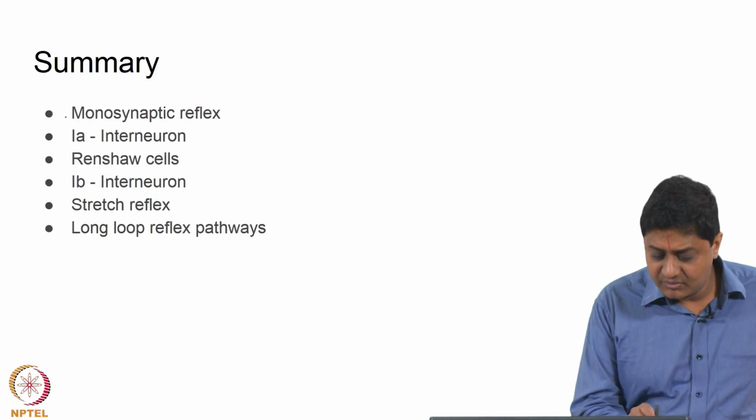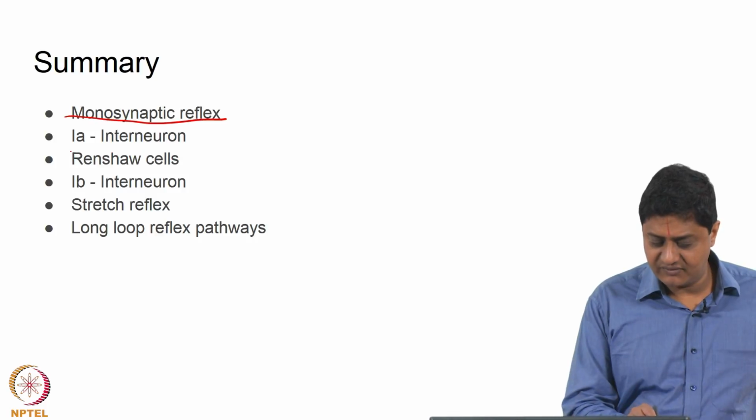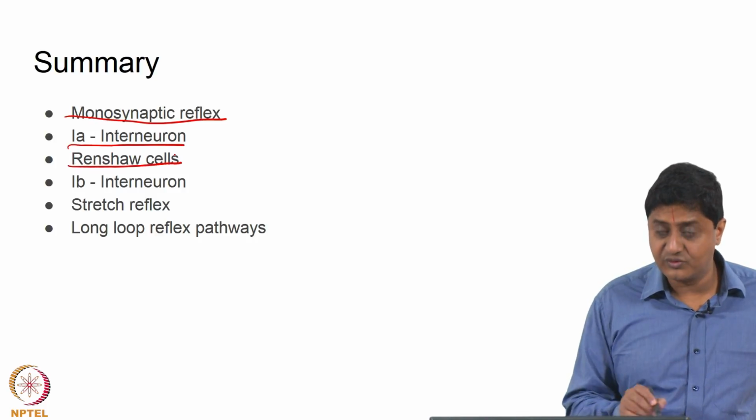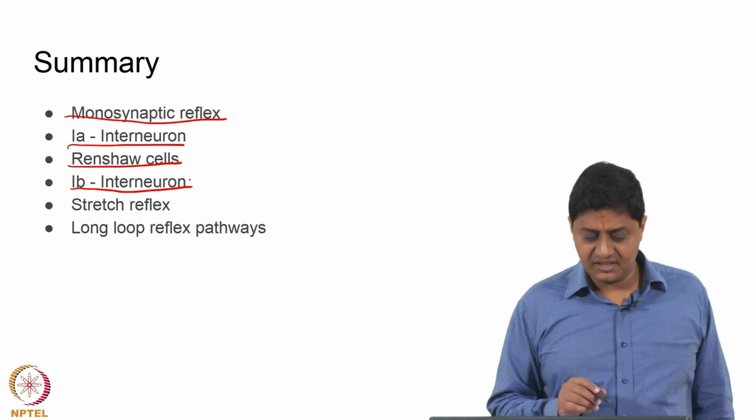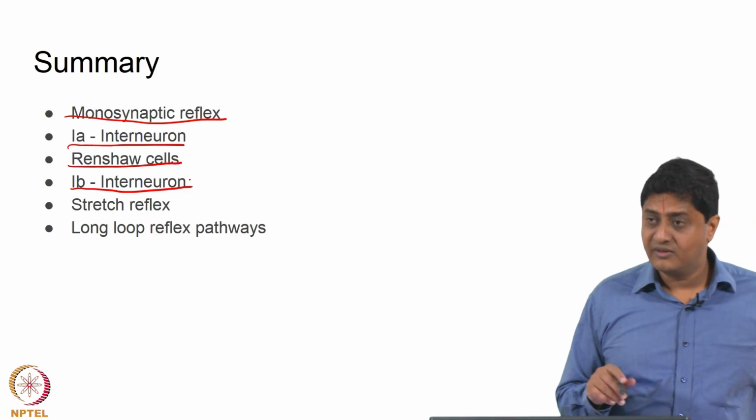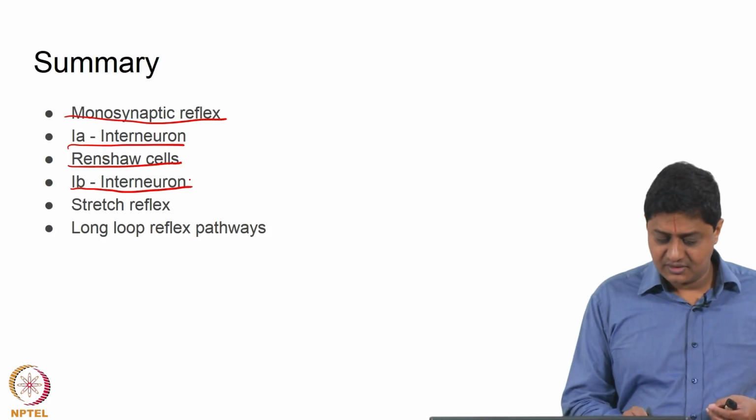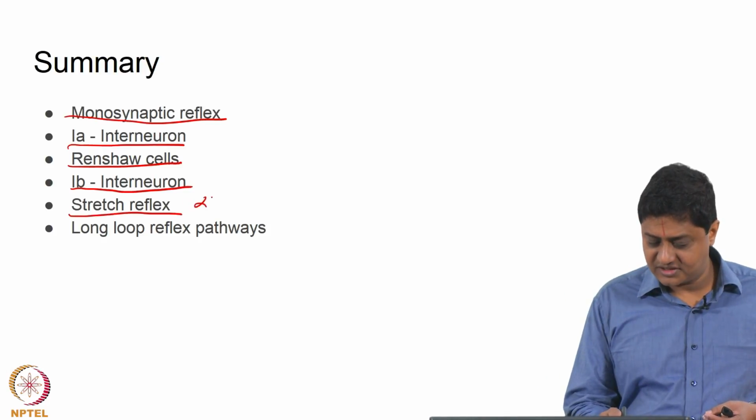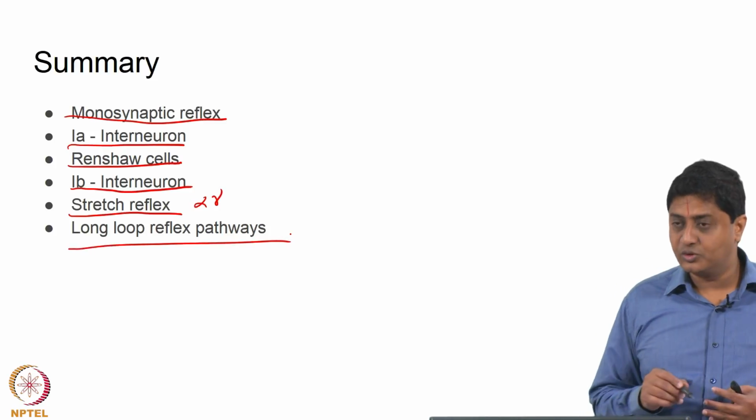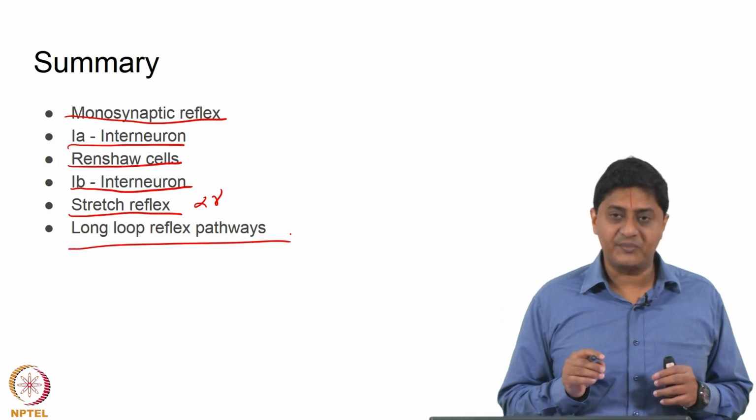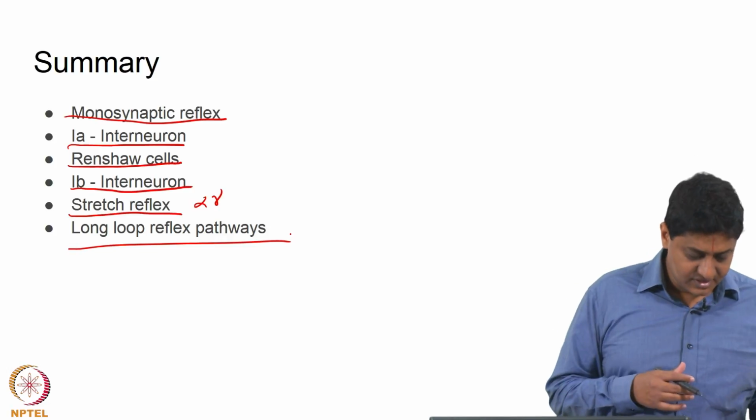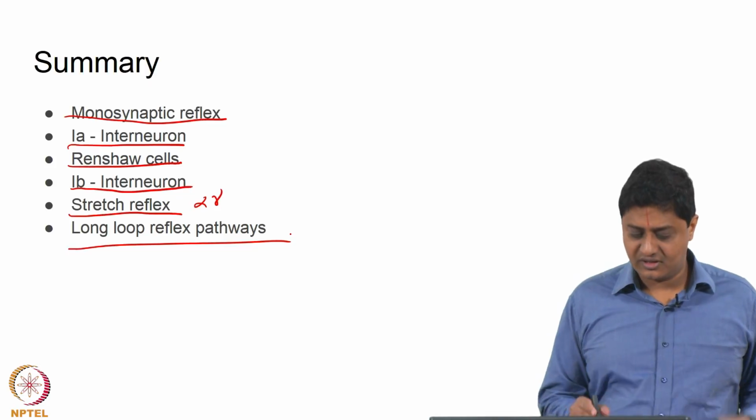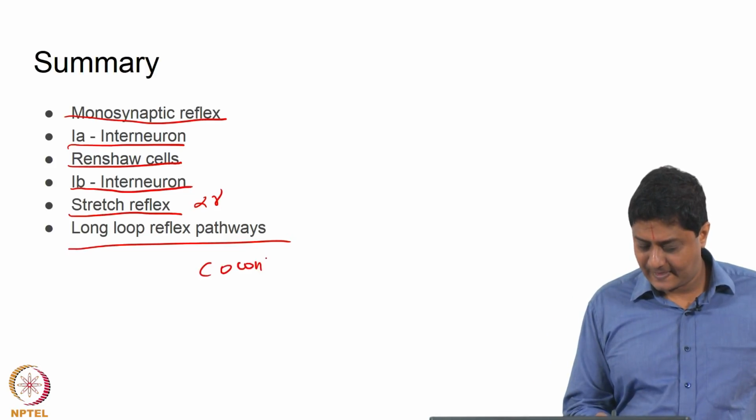So, in summary, we have seen the monosynaptic reflex, we have reviewed the case of the 1A interneuron, the Renshaw cells, the inhibitory interneuron, and the 1B interneuron that causes inhibition of the homonymous muscle and also receives inputs from multiple sites. We covered the stretch reflex, alpha-gamma coactivation and long loop reflex pathways. We have also introduced the flexor withdrawal reflex and the crossed extension reflex, and discussed the concept of co-contraction.